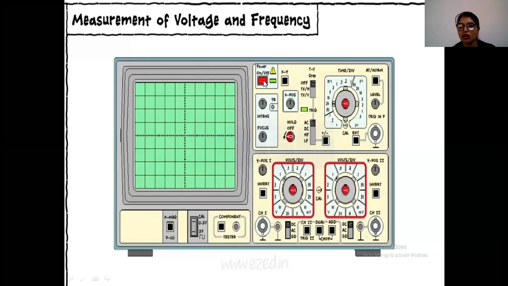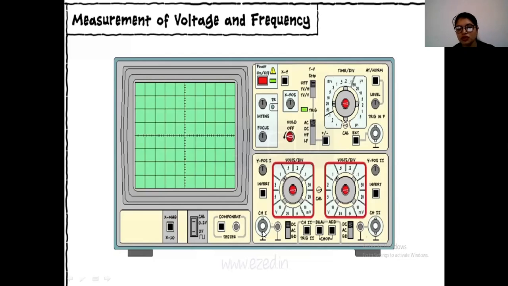This is the power on off switch. This is a variation of exposition switch. This is the trigger switch. Intensity is controlled by this and focus is controlled by this. This is the base, that is the time division switch, and these are the voltage division switches.